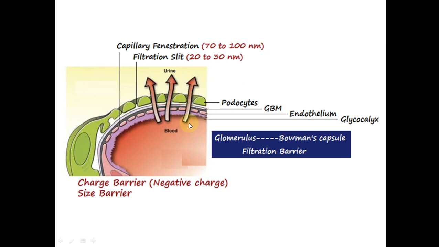But in normal conditions, the glomerular capillary has an inner glycocalyx, which is strongly negatively charged and will repel the negatively charged proteins and will not allow these proteins to filter into the glomerular filtrate.